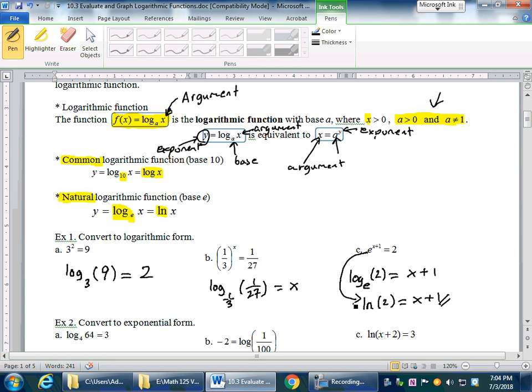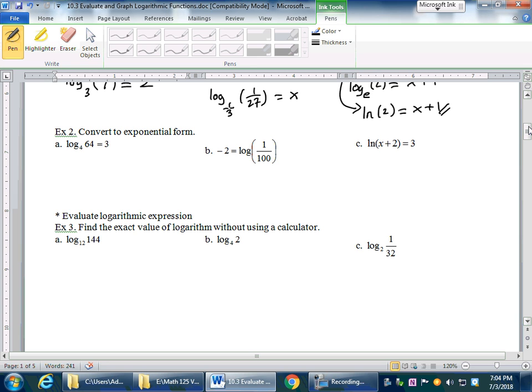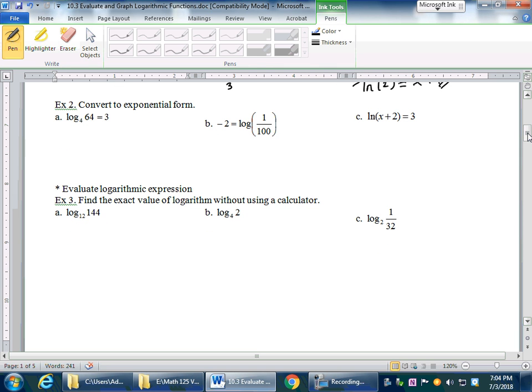So this is a conversion from exponential to logarithmic equations. Now the next will be converting from logarithmic equations into exponential form. So log of base 4, the argument 64, is equal to 3. According to the definition, base to the exponent is equal to the argument. So notice that 4 to the third power is 64.